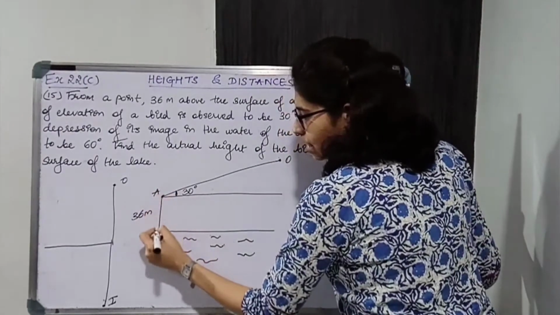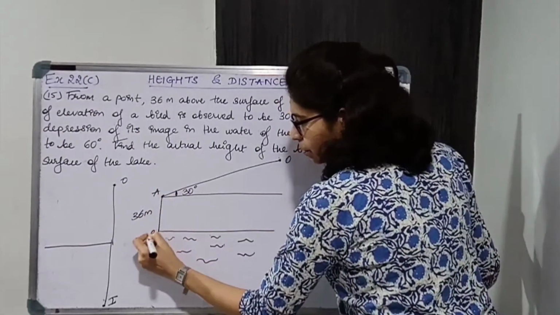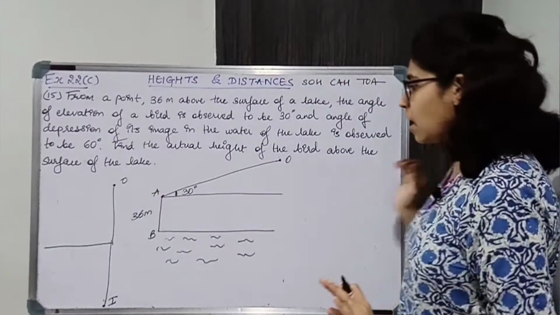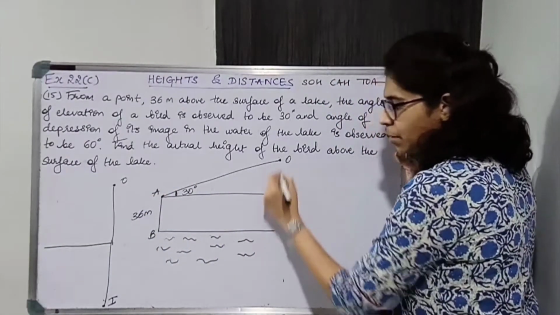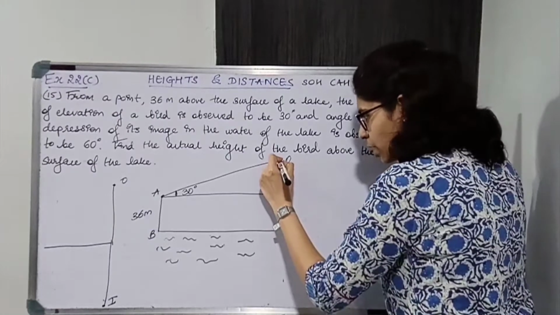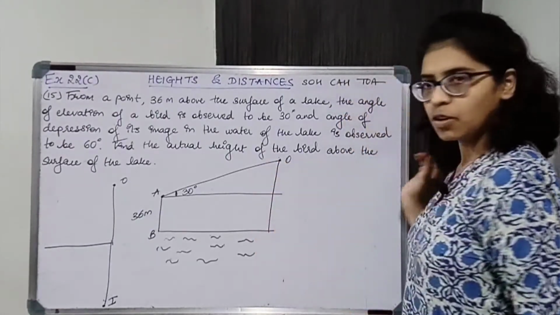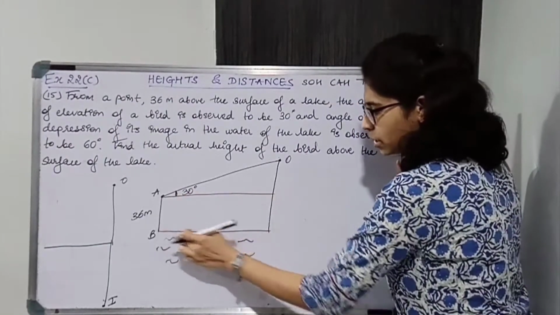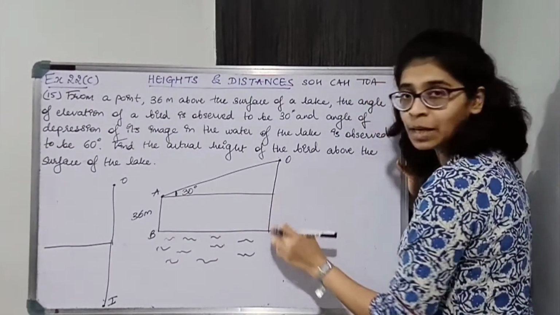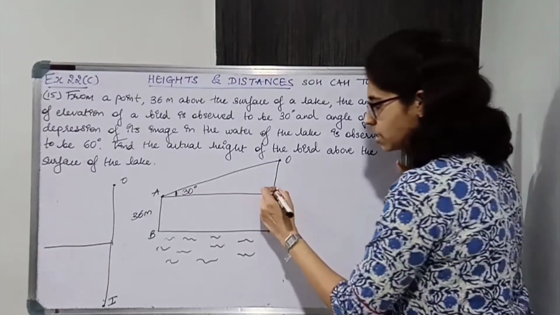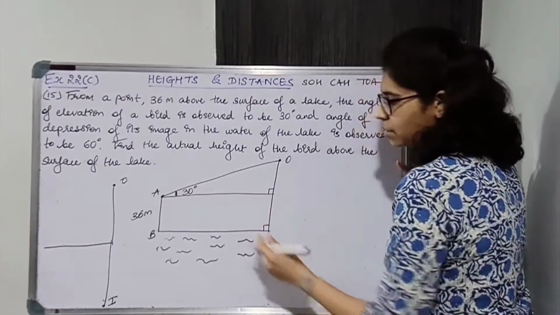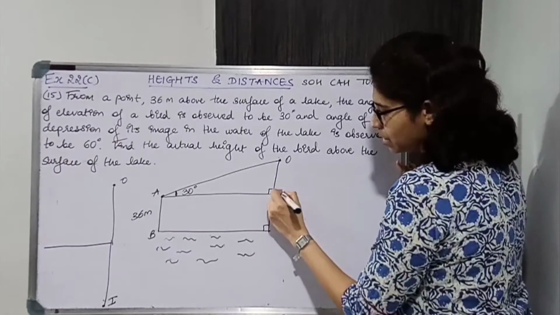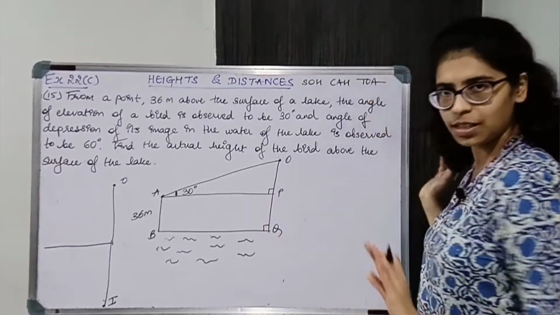From here, let's say this distance is AB. So AB is 36 meters. Now we need to name this also. So from here draw this. From here it is horizontal, this is the surface of the lake, so we need to name these 2 points as well. This is the horizontal and this is the surface of the lake. So let's name these 2 points P and Q.